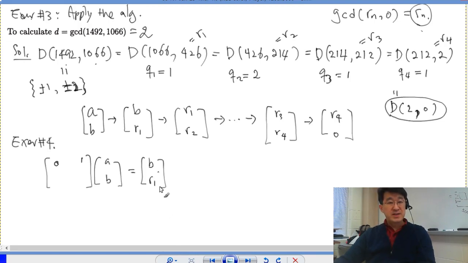You have to write some equation about R1, right? That's the key. What is R1? Can I describe R1 in terms of A and B? What is R1 in terms of A and B? Then you know the answer to that.